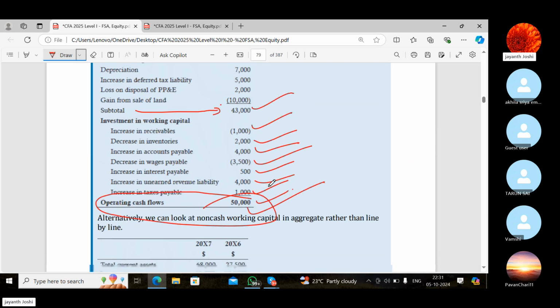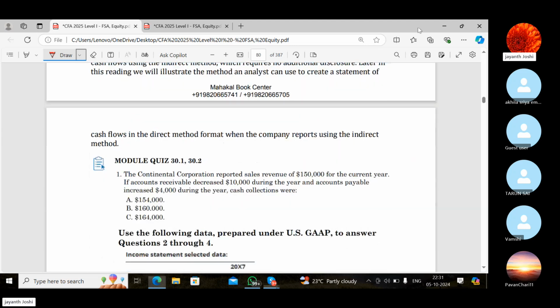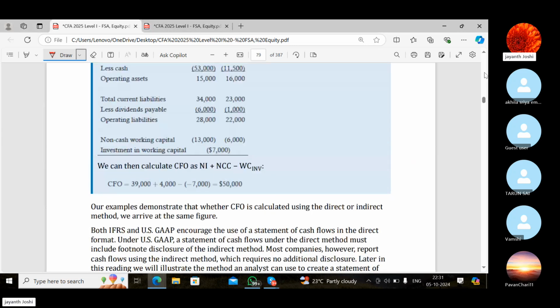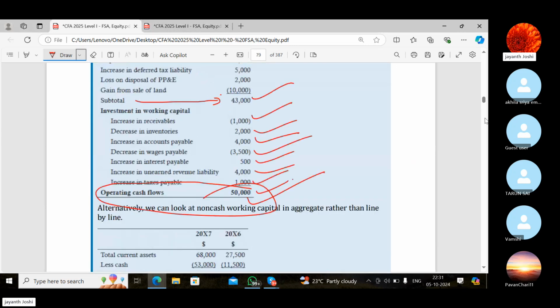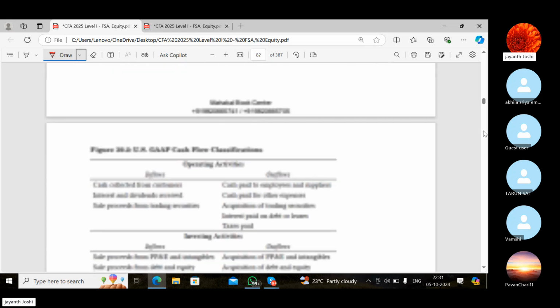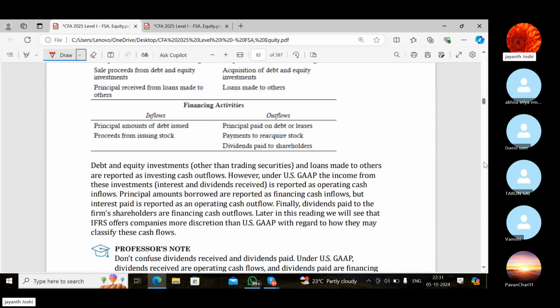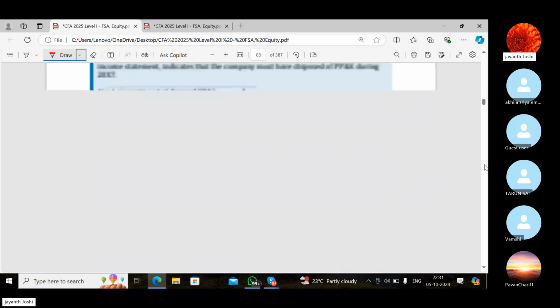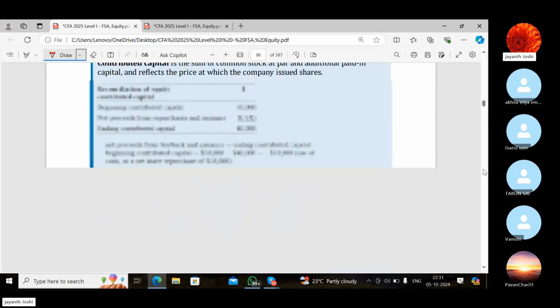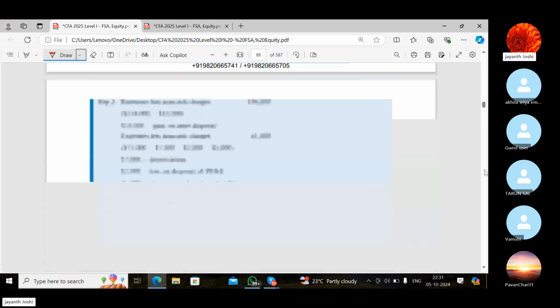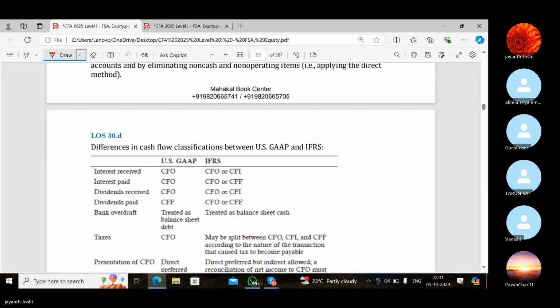So this is the way you need to do the indirect method. You have seen the difference between direct method and indirect method. I want you to go through this topic once again today very properly. Tomorrow we will be seeing the investing and financing activities, and the differences between US GAAP and IFRS, and how in a different way they give treatments to certain items. Then this will be the final class for ending up the cash flow statements. Okay, thank you all of you.